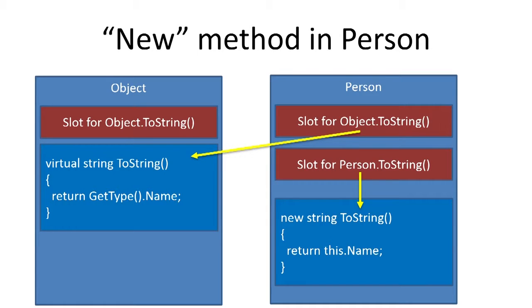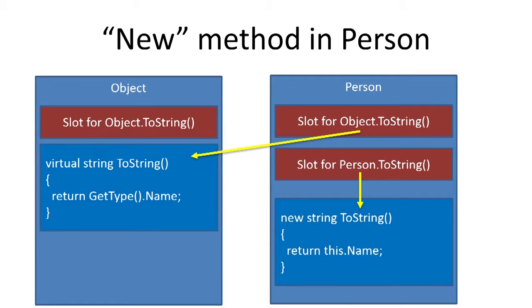and we produce a new slot, right? That's why we put the keyword new on this thing. New means make me a new slot. So we now have two slots. One is the one inherited from object toString. The other is a new slot for person.toString.